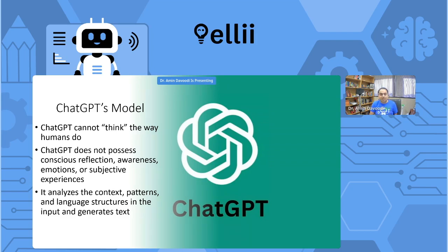All it does, and it does a really good job, is analyze the context, patterns, and language structures in the input and generate text. Well, that can be confusing. So what does it mean that it analyzes context, patterns, language structures, predicts? You hear this word predicting a lot. So what does it mean? Well, let me show you how it works.